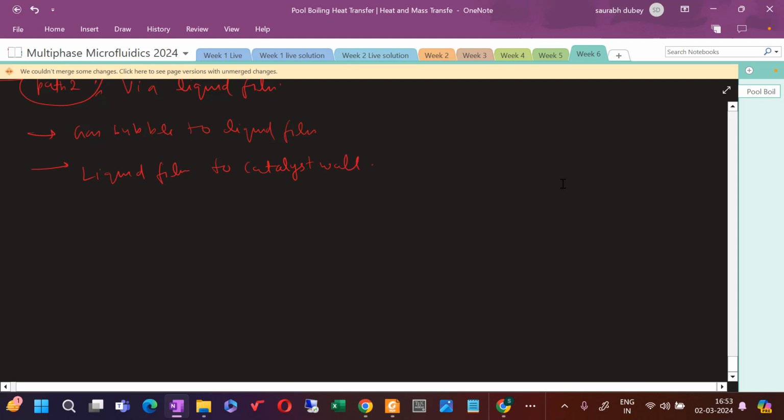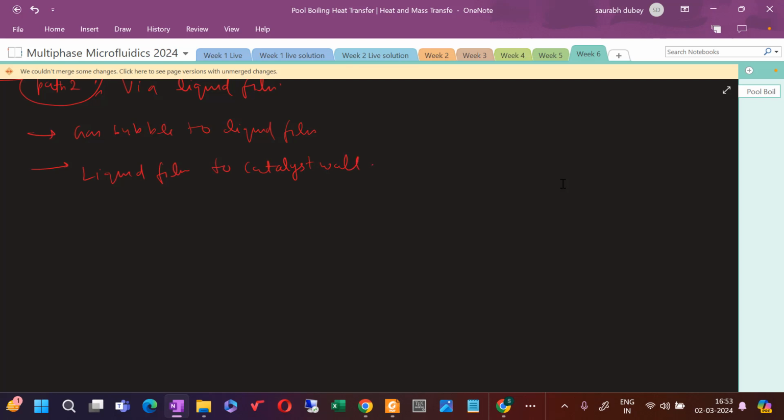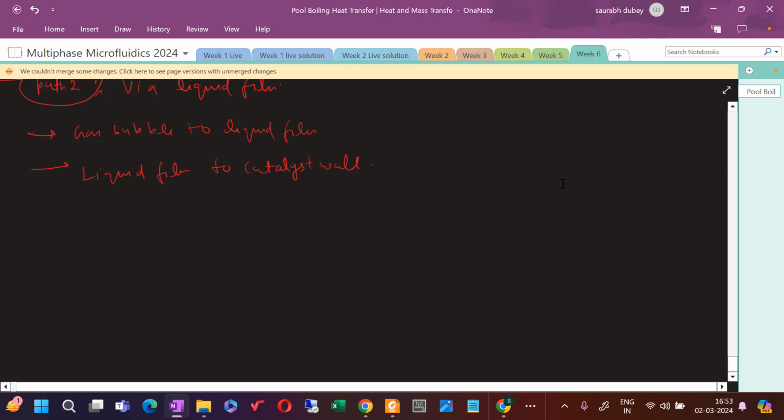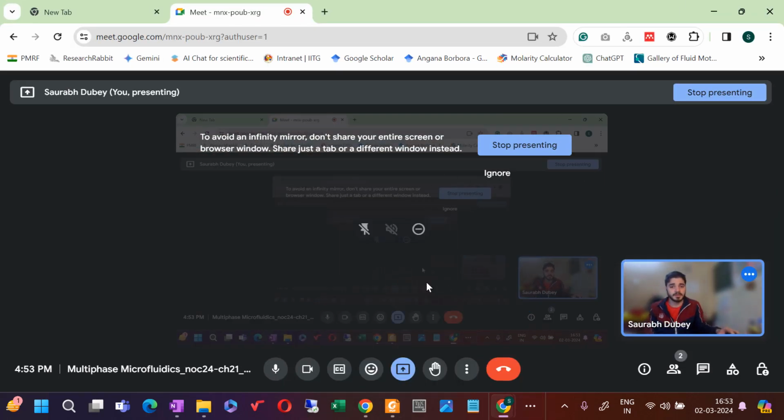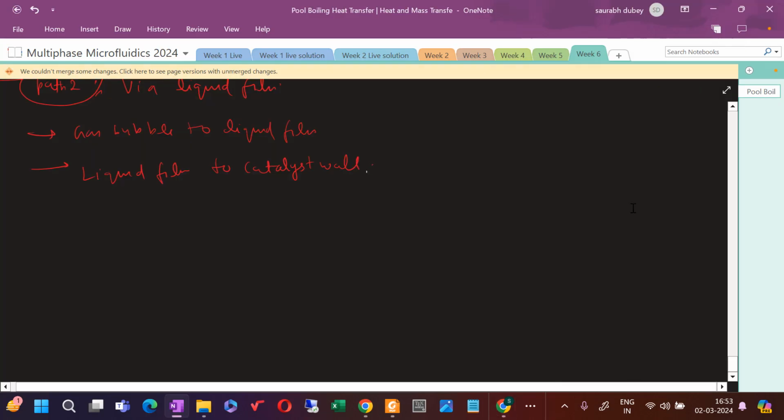So this path 2 is the dominant mechanism, especially for long walls. If long bubbles are there, then there could be this possibility, and in some cases the liquid film may become saturated, eliminating this route completely. So that case can also be there. If the liquid film becomes saturated, there will be no further transfer.